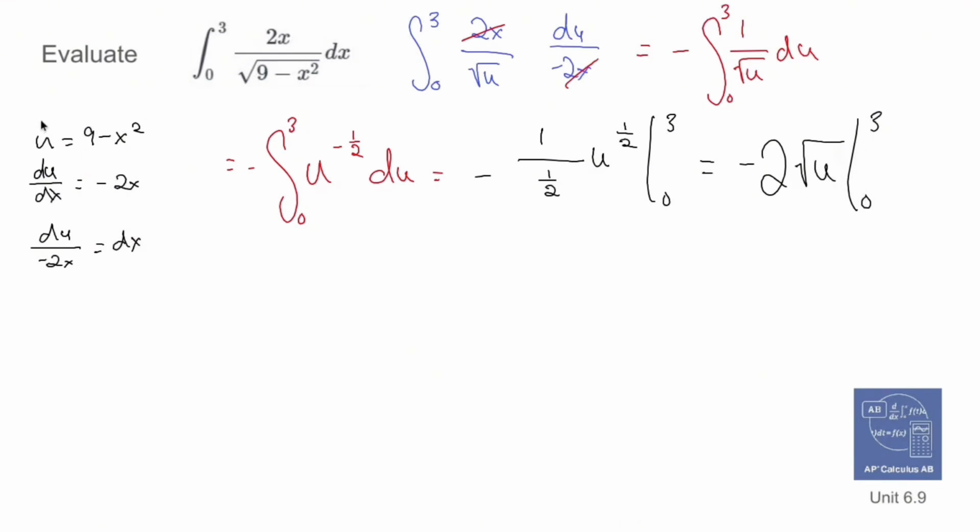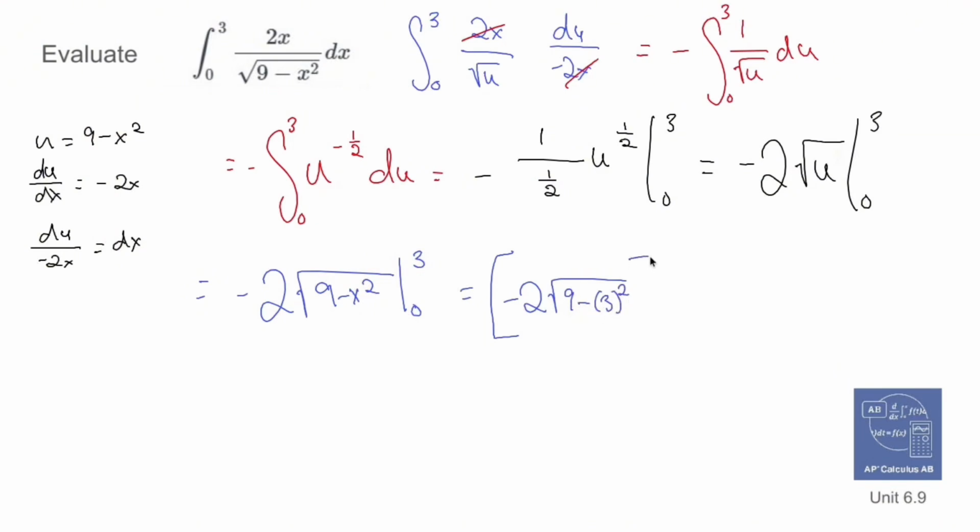What does that mean? I have to substitute that back in for u. So that's going to look like negative 2 times the square root of 9 minus x squared with limits of integration at 0 and 3. This is where we do the antiderivative of b minus the antiderivative of a, and set up my brackets and do negative 2 square root of 9 minus 3 squared, like that, minus bracket negative 2 square root of 9 minus 0 squared bracket.